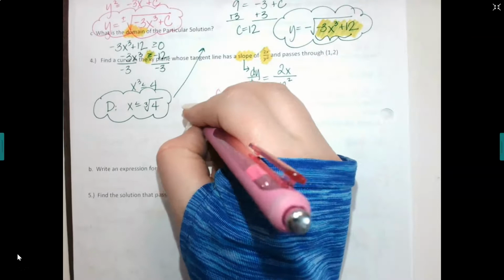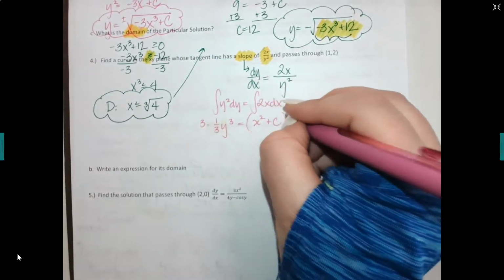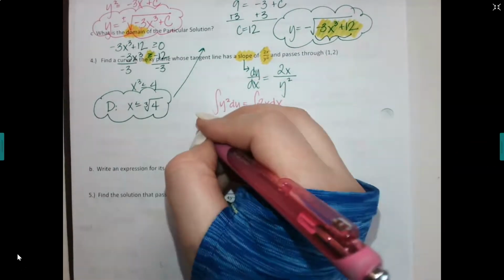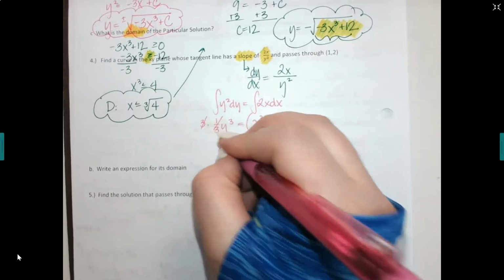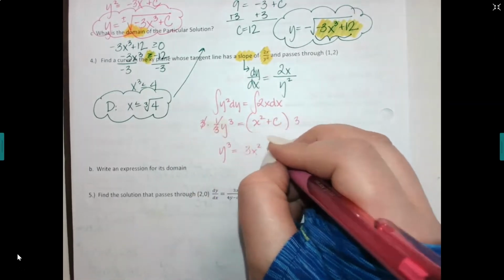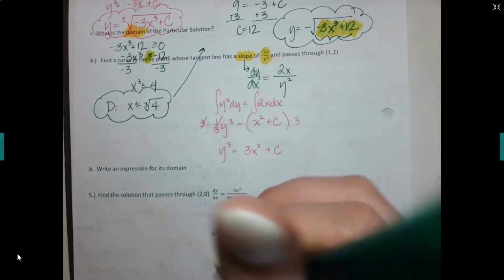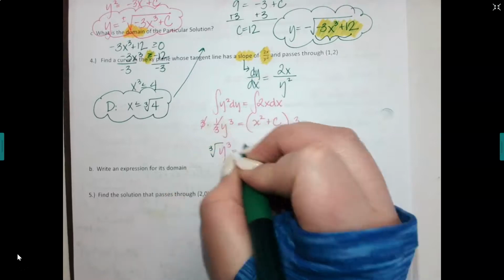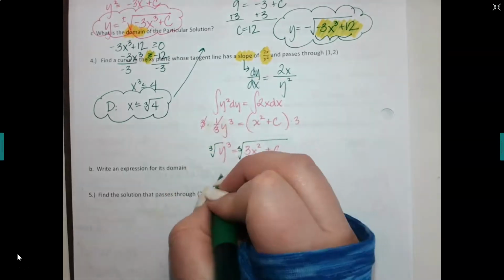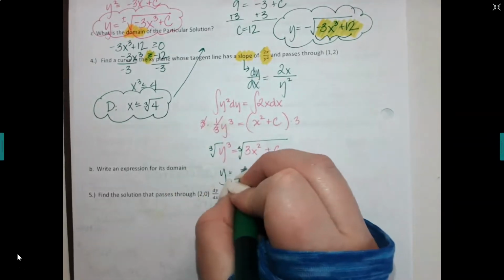So look, I'm going to times by 3 here. I'm going to times by 3 here. So I'll have y cubed equals 3x squared, still plus c. Don't care what it was before. Don't care what it is until the very end. Then what's my last step to get rid of the cubed? Cubic root. So when I cubic root both sides, make sure that you don't do this.